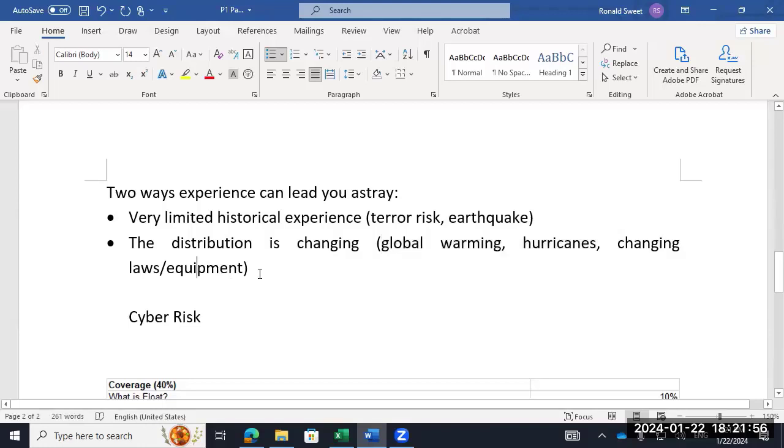Changing laws, changing equipment. So on the auto side, when SUVs came out, insurance companies' initial thought was, well, this is great. Our customers have these SUVs, they're almost indestructible. You drive around with a Humvee, and it's like, hit me, you're just going to bounce off. And then suddenly they discovered, yeah, that's true.